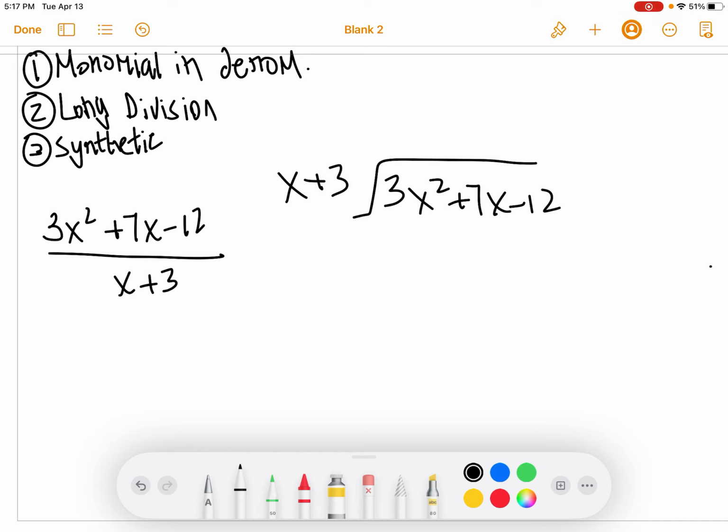What do you do next? Next you have to figure out what the first term could multiply by to equal the first term under the symbol. In other words, what could x multiply to equal 3x squared? Well, 3x, because 3 times 1 is 3, and x times x is x squared. So we put that 3x up here for now, and we put a 3x squared right here, because we know when that multiplies by that, we get that.